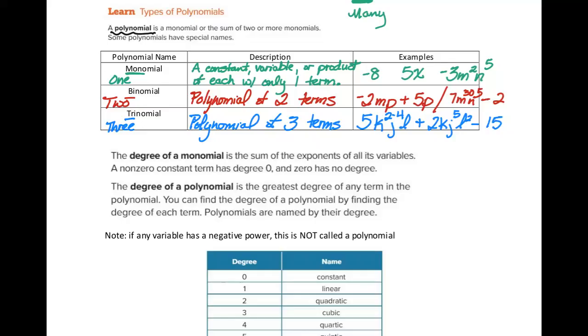Now, we also have degrees for each of these monomials and polynomials. Okay? The degree of a monomial, this is only for the one term, is the sum of the exponents of all the variables. You only look at the exponents on the variables. Yes? One more time.